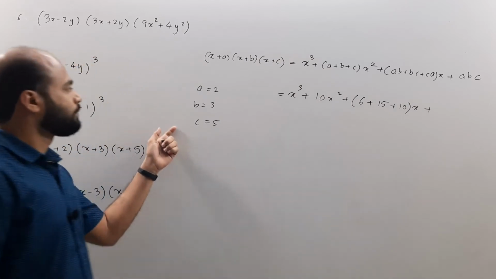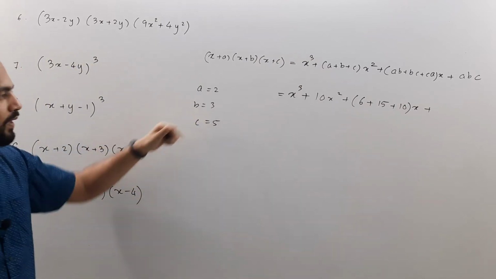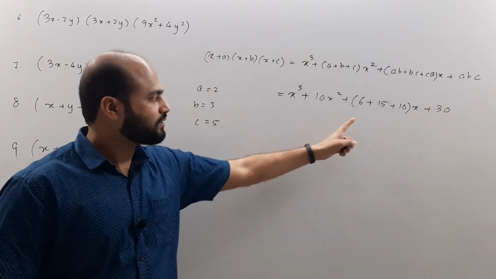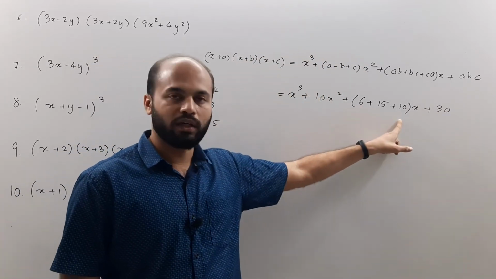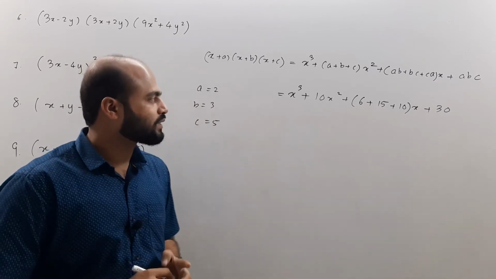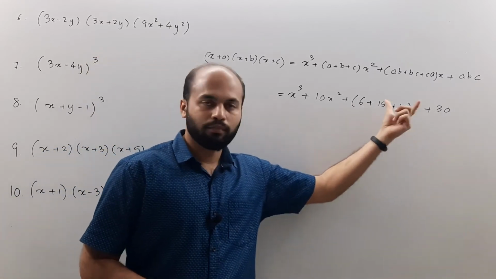And this would be 6 5 is 30. So the addition of this 15, 6, 21, 31. So the final expression would come out as x cube plus 10x square plus 31x plus 30.